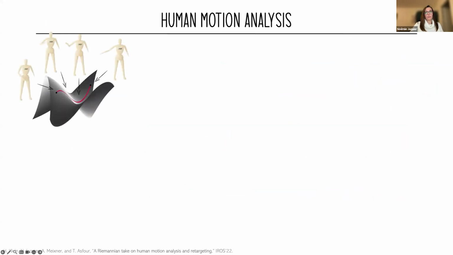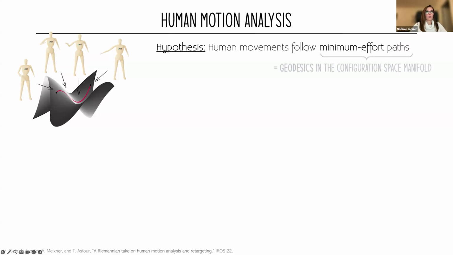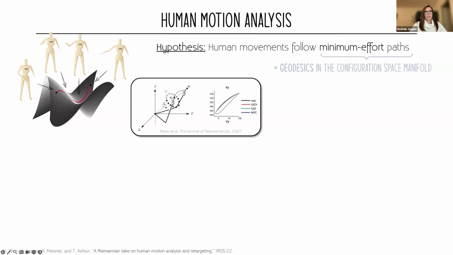When you think about the configuration space of a human, you can also see the human as a kind of mechanical system. We can then analyze human motion through the lens of geometry and of Lagrangian dynamics. One popular hypothesis in the human motion literature is that human movement follows minimum effort paths. And from a geometric perspective, that simply means that human movements follow geodesics, so shortest paths in the configuration space manifold.